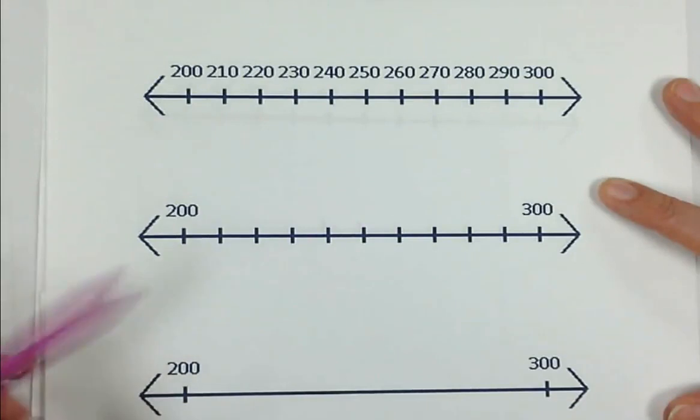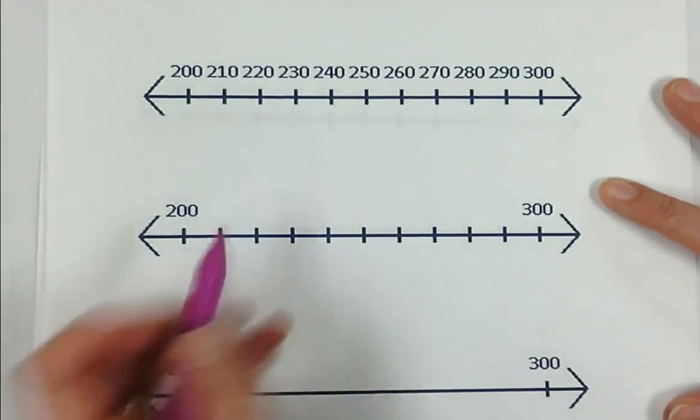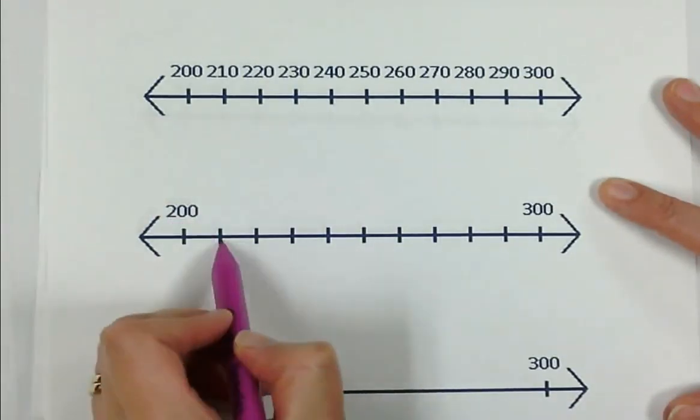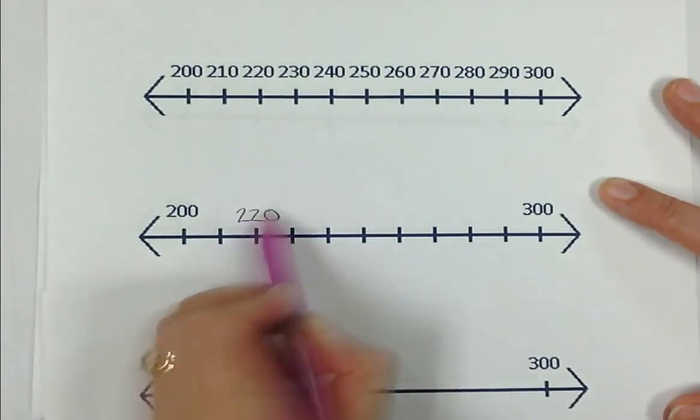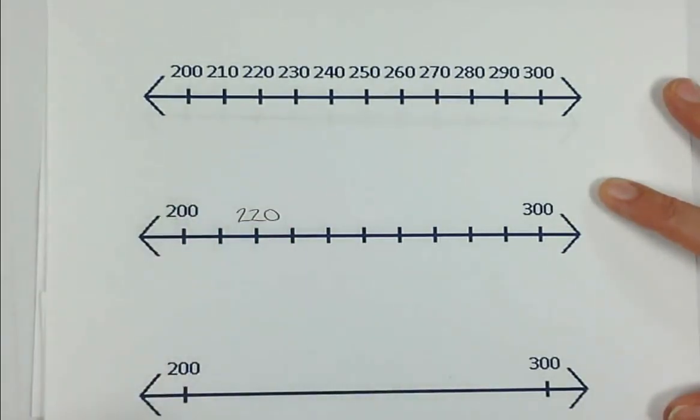And then asking them the same questions. Where would I find 220? So I have 200, 210, 220, right? And then taking it down to that abstract level. You don't have to ask them only multiples of 10, though. So you can broaden your horizon.